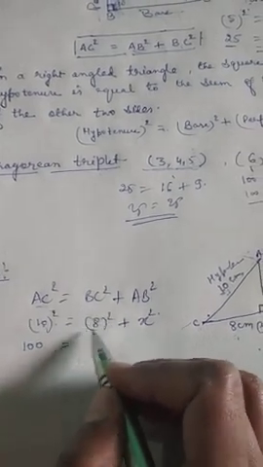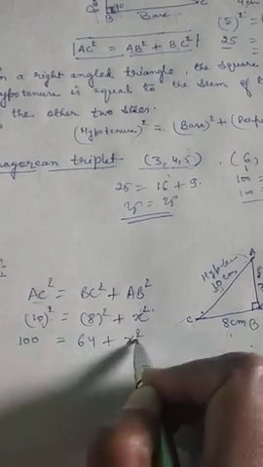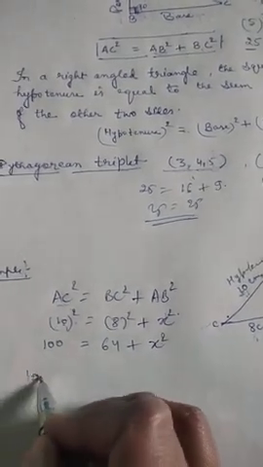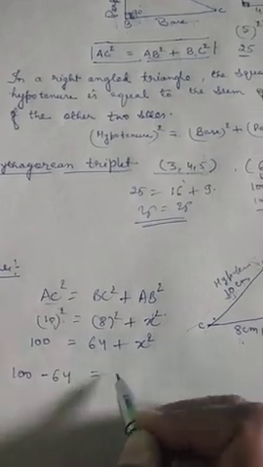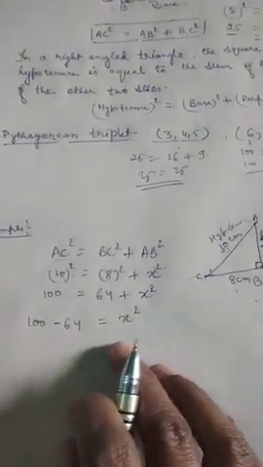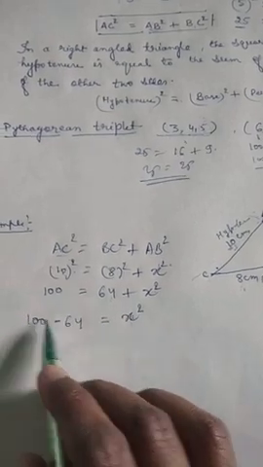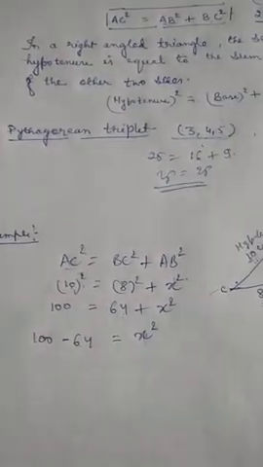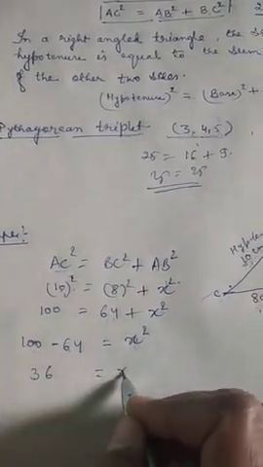8 square means 8 into 8. 8 8s are 64. And x square you leave like this. Now 100. Can we bring this 64 this side? 100 minus 64. Because we have to find out the value of x, so we will bring it this side. Now 100 minus 64 will be equal to what? This is equal to 36.